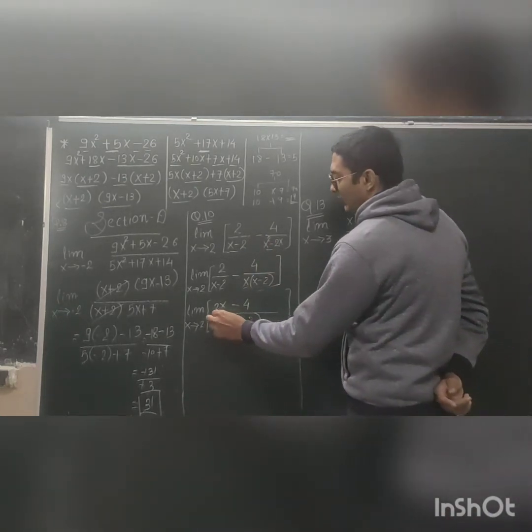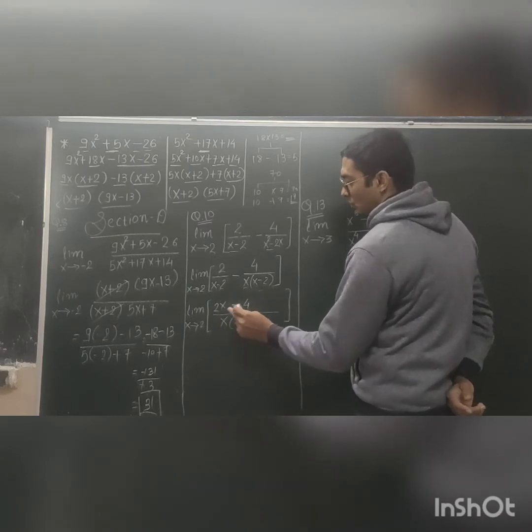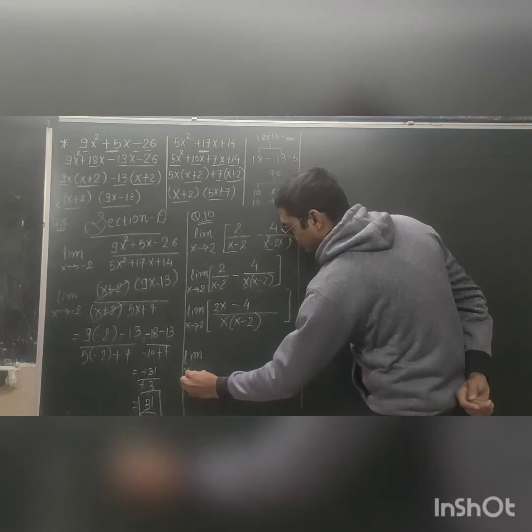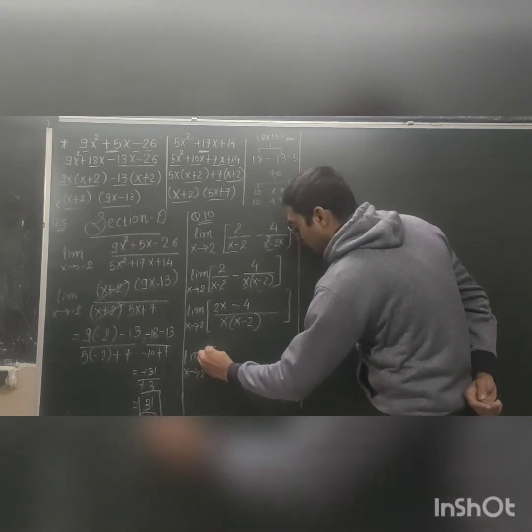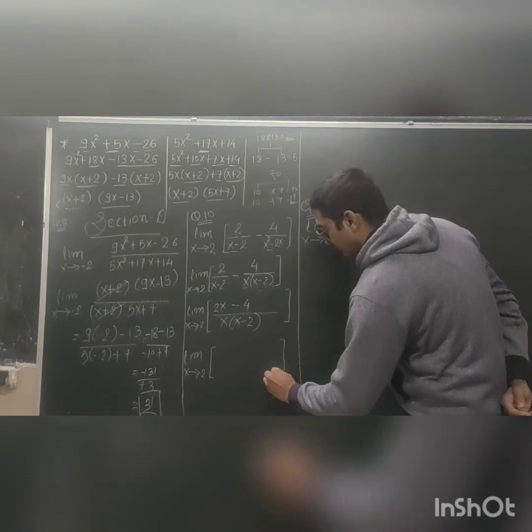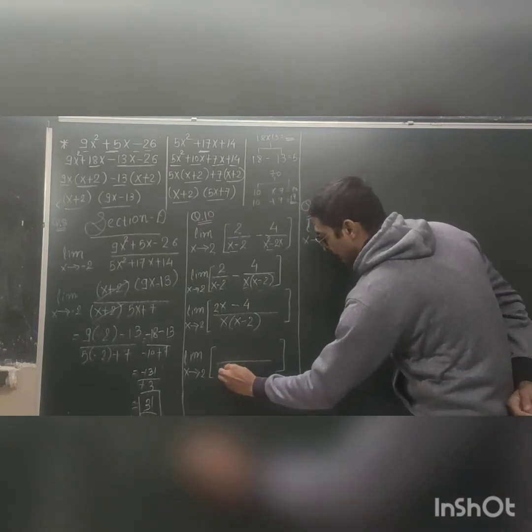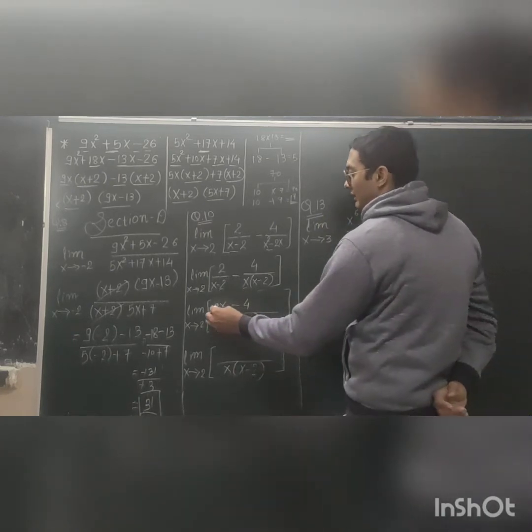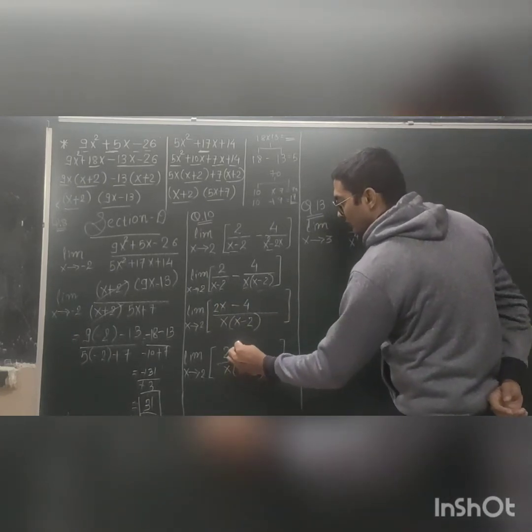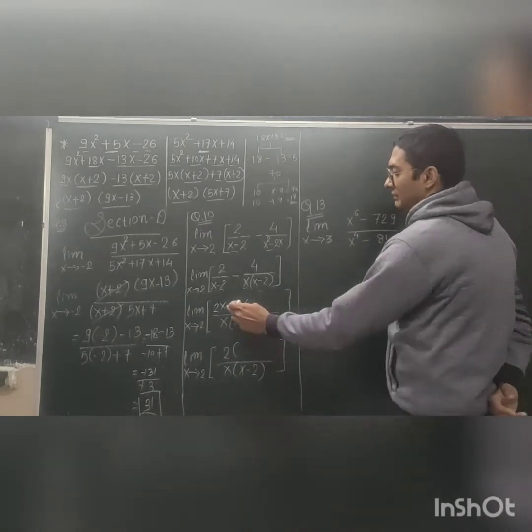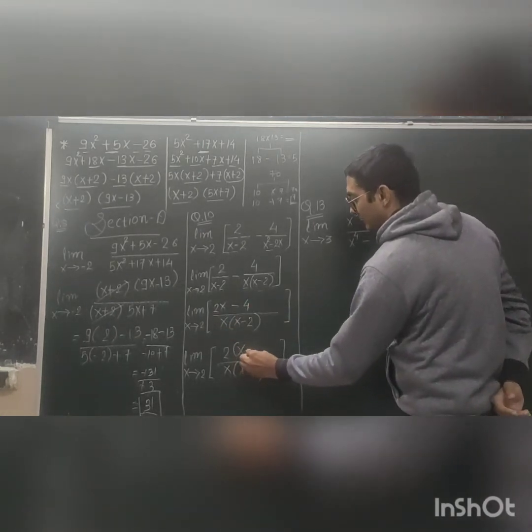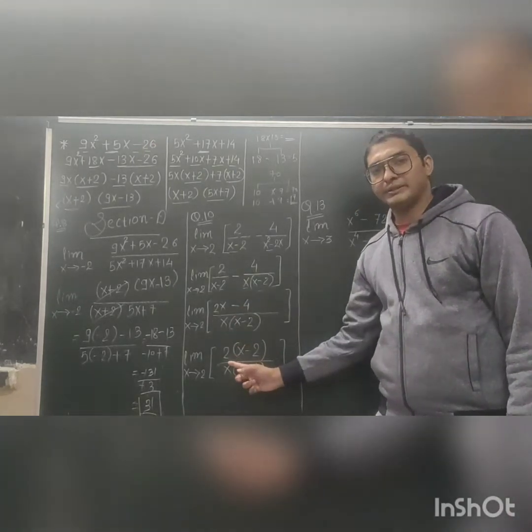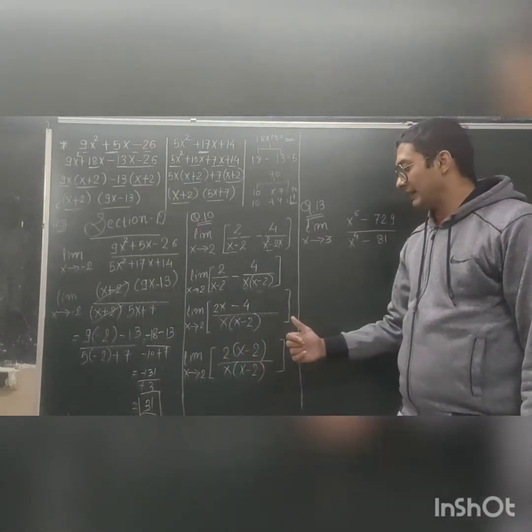Now in numerator, there is a common value 2. Limit x tends to 2. In denominator, it is x, x minus 2. And here the common value is 2, and in bracket, it is x minus 2. Because 2 is a common factor, so here the bracket value, that is x minus 2.